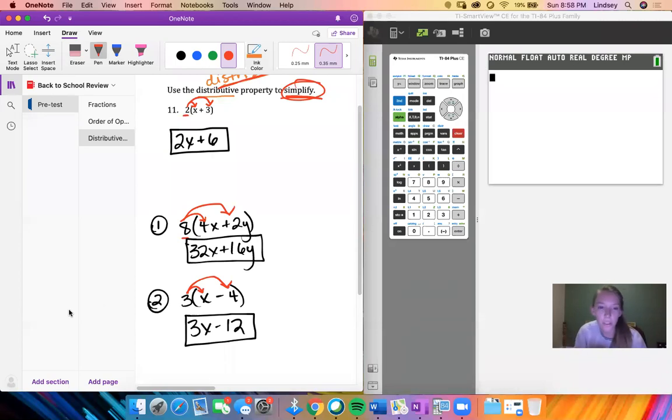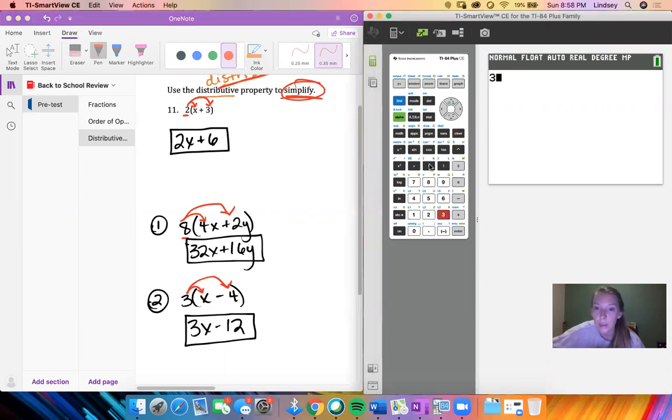All right, hopefully these are the answers that you got. You do 8 times 4 is 32x, 8 times 2 is 16y. Next one was a little different in that I had a subtraction sign, but you still do the same thing. 3 times x is 3x. 3 times a negative 4, come over on your calculator, is a negative 12. Okay, so you have to make sure that subtraction sign is there.